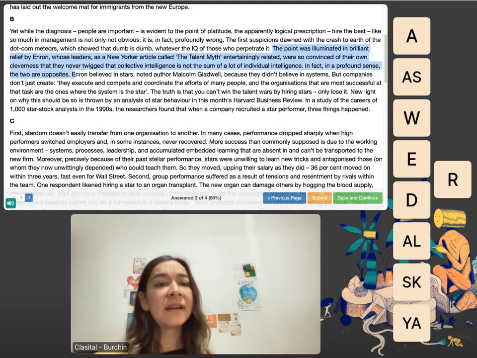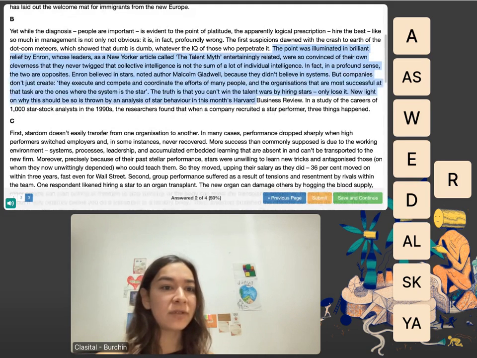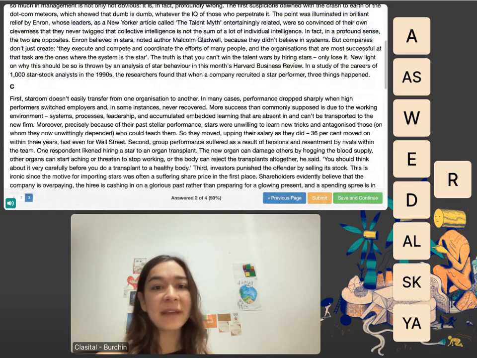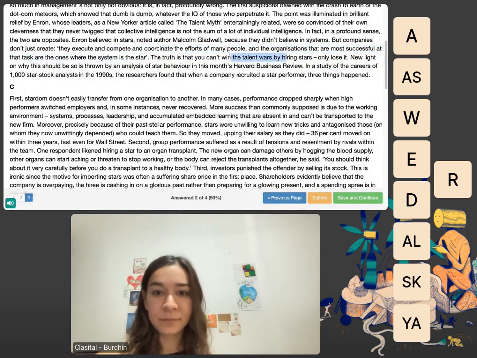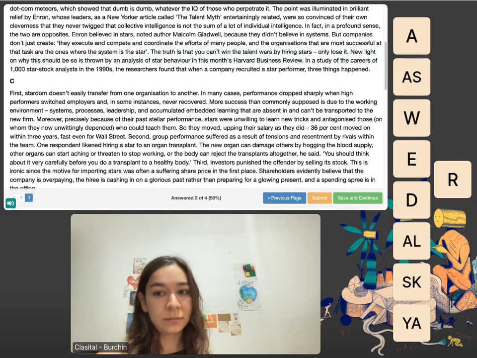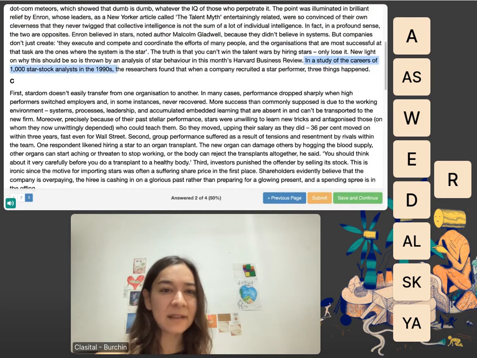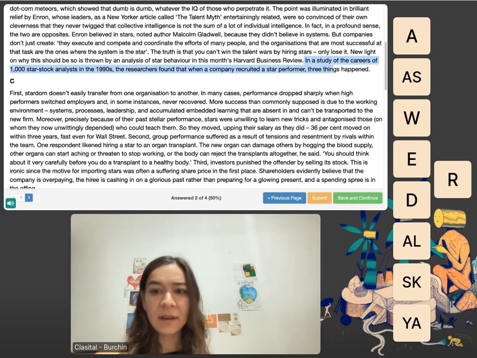These are two opposites. Everyone believed in stars because they didn't believe in system, but companies don't just create, they execute and compete and coordinate the efforts of many people, and the organizations that are most successful at that task are the ones where the system is the star. The truth is you can't win the talent wars by hiring stars, only lose it. In a study of careers of 1,000 star stock analysts in the 1990s, the researchers found that.